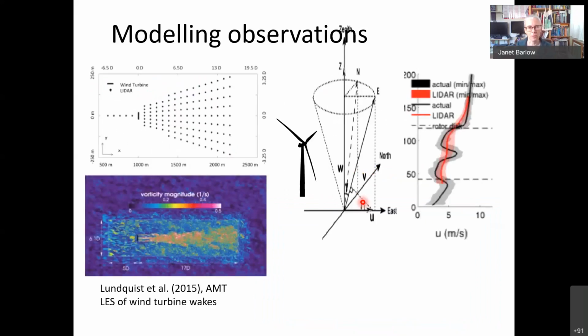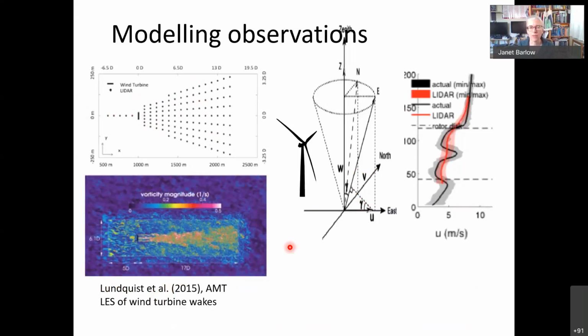Now, what has been done in this study by Julie Lindquist et al. is to use an LES simulation to help interpret the observational errors. So we have a wind turbine and its wake being simulated. We have virtual lidars being sampled from within this turbulent flow field.